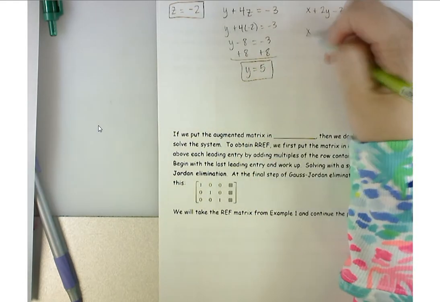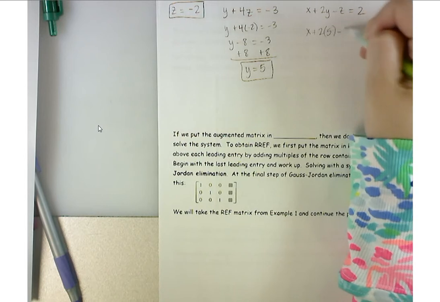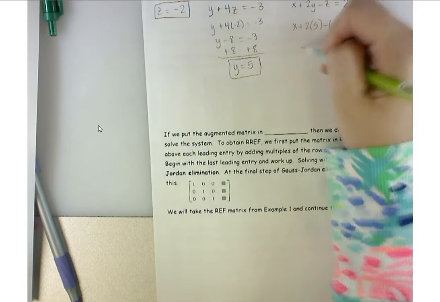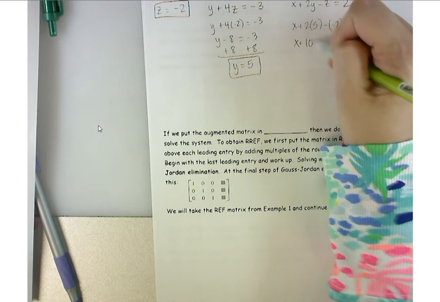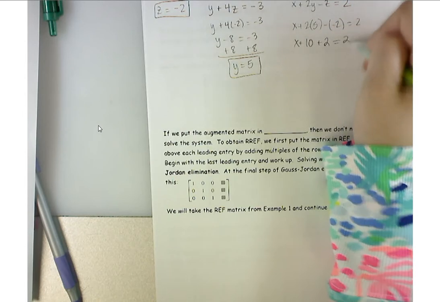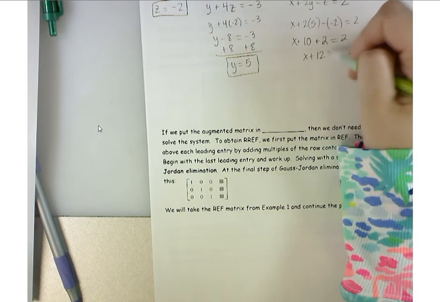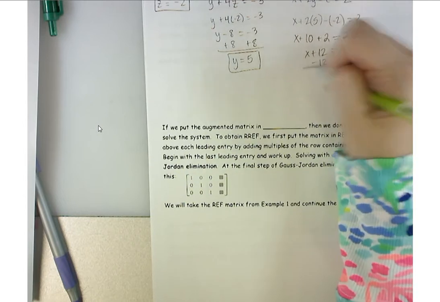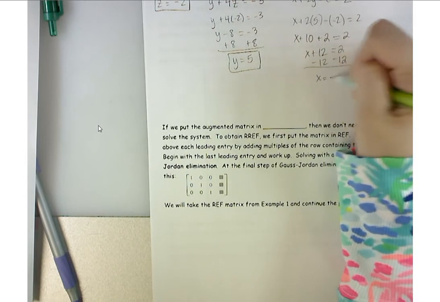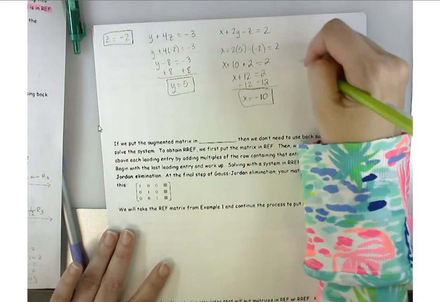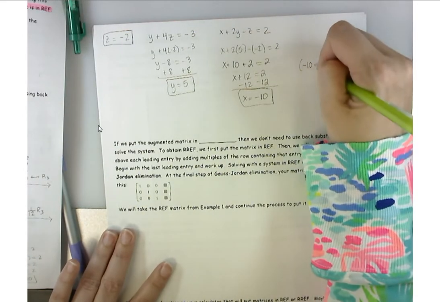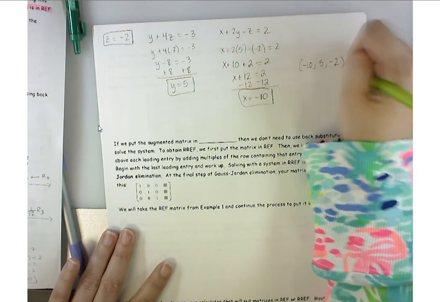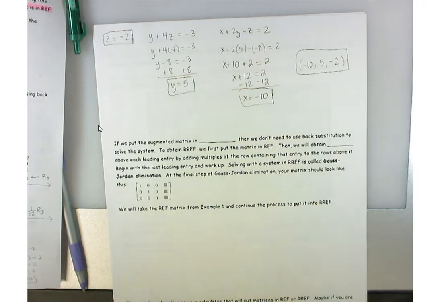Now that I know my y is 5, be careful with your minus and negative here. So you have 10 plus 2 equals 2, or x plus 12 equals 2. When you subtract 12, what do you get? Negative 10. Now when you have this on your test, you're going to know before you turn this in whether or not it's correct, because you can always plug it back into the original to make sure that it satisfies every one of those equations.